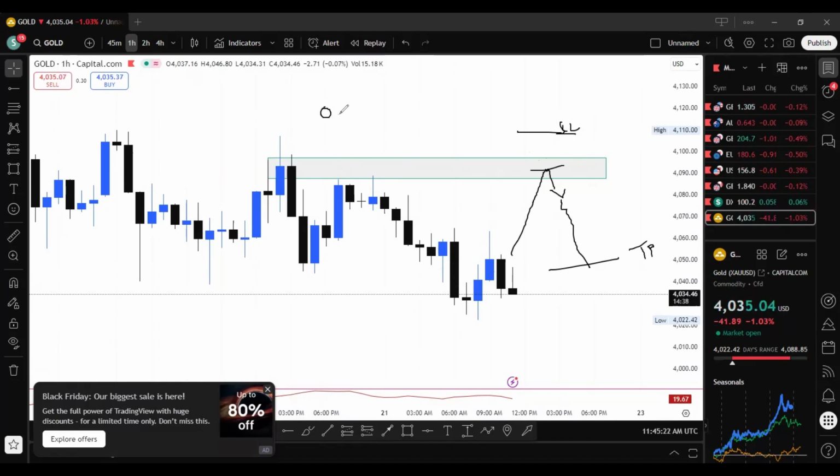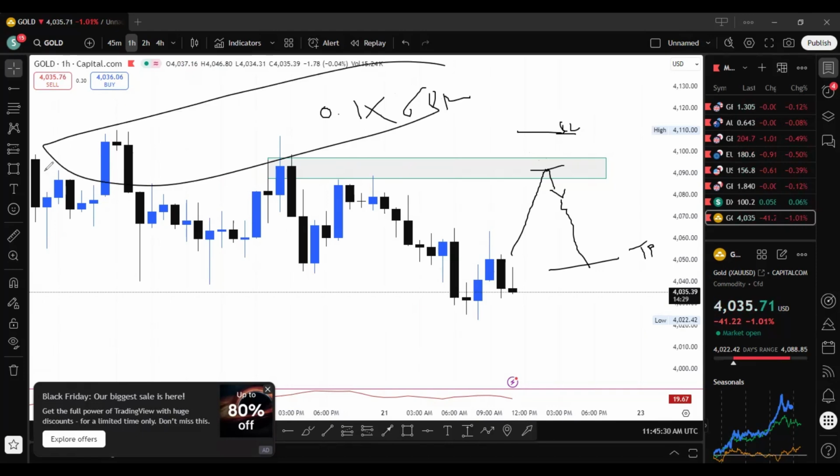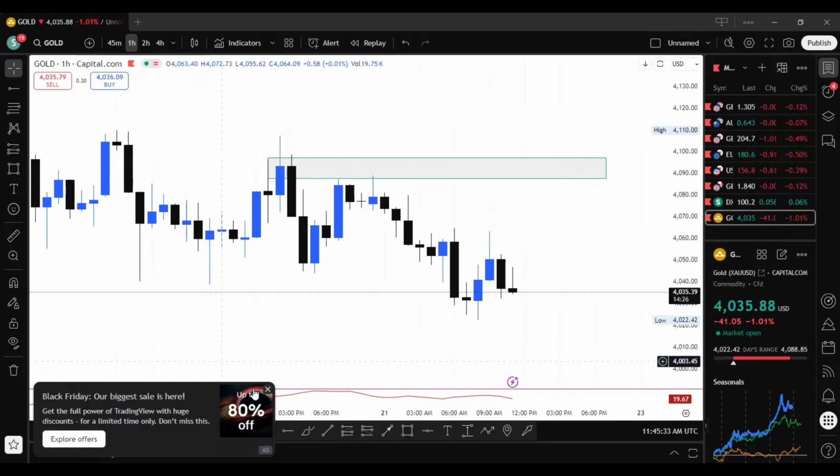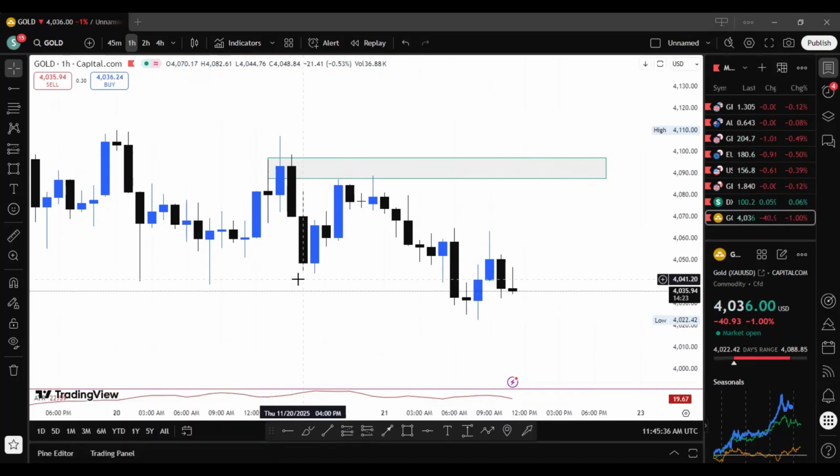You just have to keep in mind 0.1 is the value for 1 pip, times the number of pips you are willing to risk or gain by using that. So that's basically how we calculate the pips on gold. And I believe I've made it very, very simple for you. From now on, I don't think you'll be having issues with how to calculate the pips on gold.